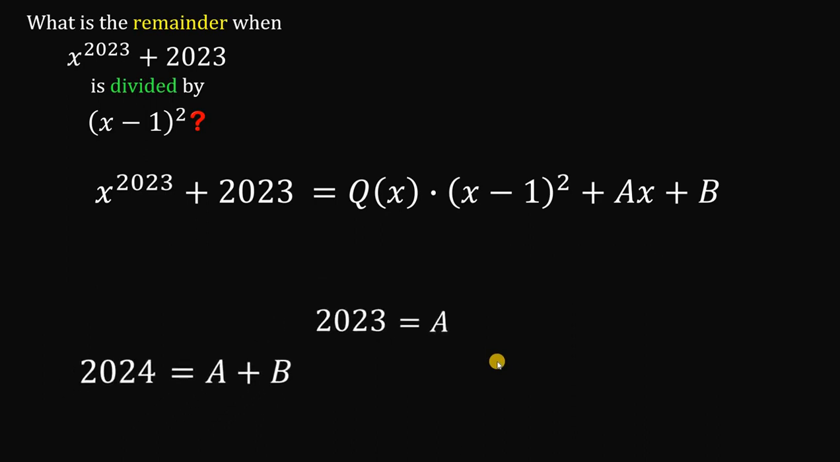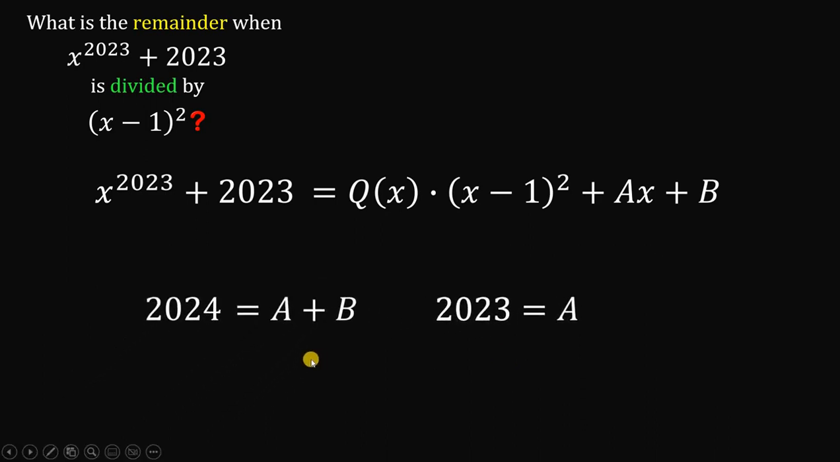Now, we have two equations having a and b. So we know that a equals 2023, and a plus b must be 2024. Now, to get the value of b, let's replace this a by 2023. Subtracting 2023 on both sides, we get that the value of b must be equal to 1.